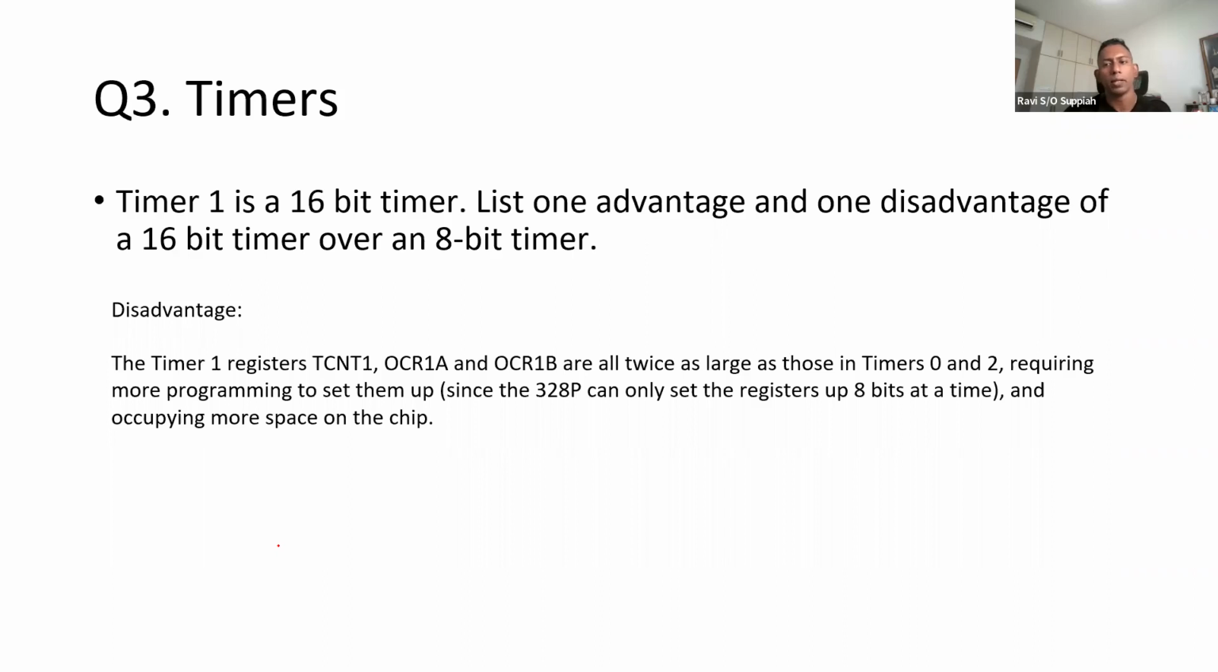In terms of space, of course, they also occupy more space on the chip. So I think the disadvantage is quite minimal compared to the advantage that you get. The advantage is that you have this one 16-bit timer, which allows you to have this large timing interval, which can be quite useful in certain applications. So the disadvantage is fairly minimal compared to the advantage of having this timer on your controller.